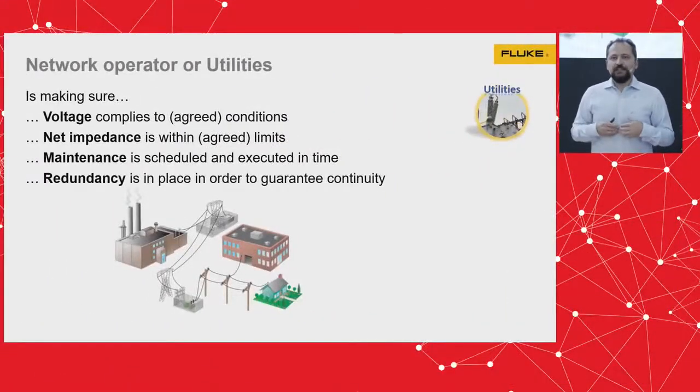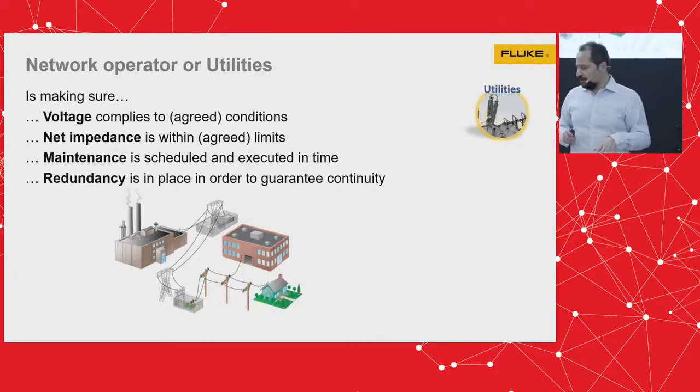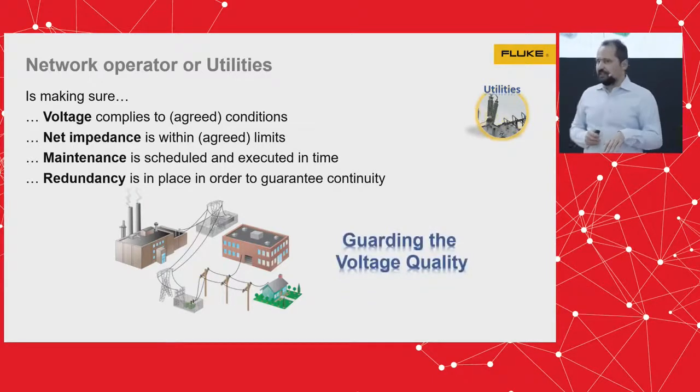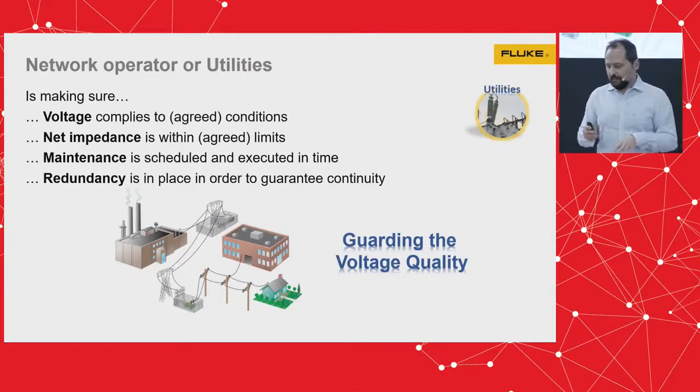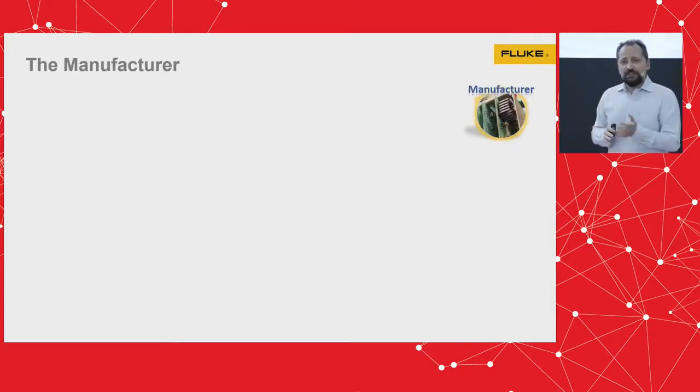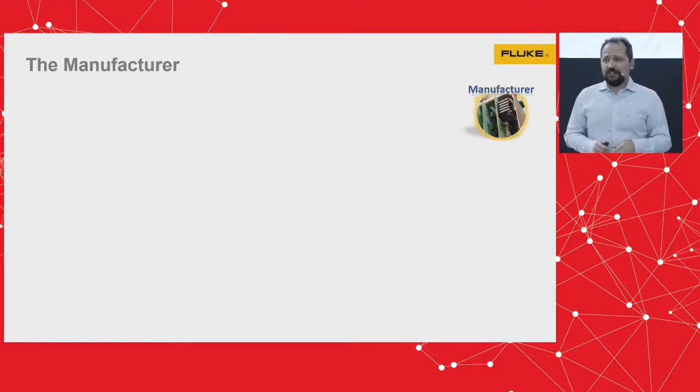And of course, they are also responsible for maintaining and having redundancy in the transmission and distribution system, to make sure that there is continuity in the service. So those are the main responsibilities of the network operator or utilities. If you want to use a single quote for their concerns, their main focus is, again, deliver a quality voltage signal to the end user. That's the main focus. Then we have the manufacturer, where there are two main areas they need to ensure.